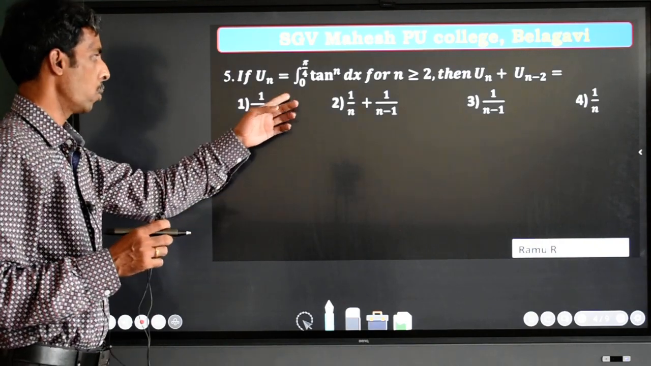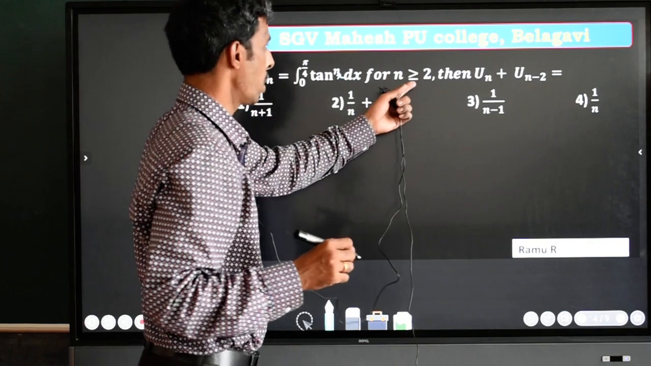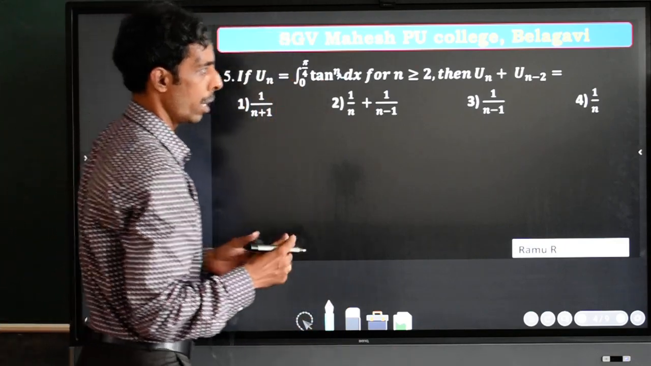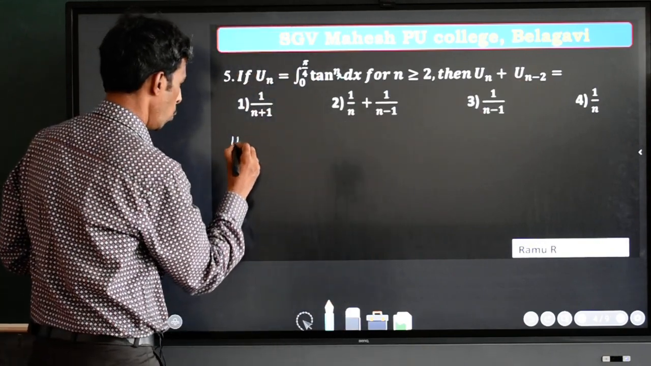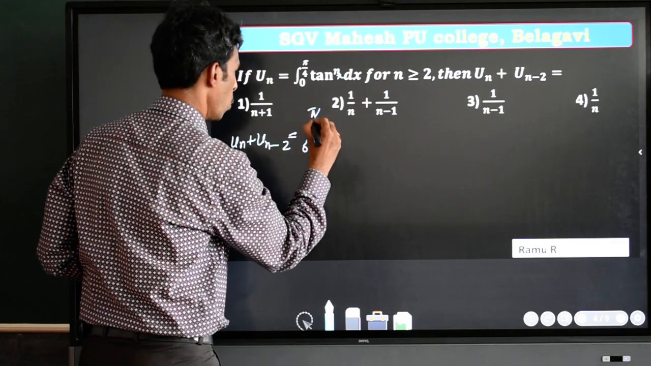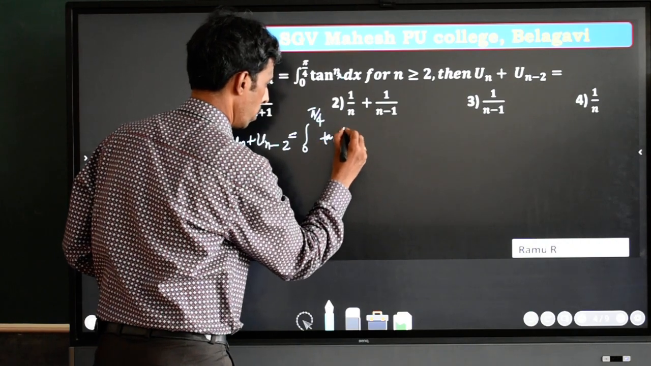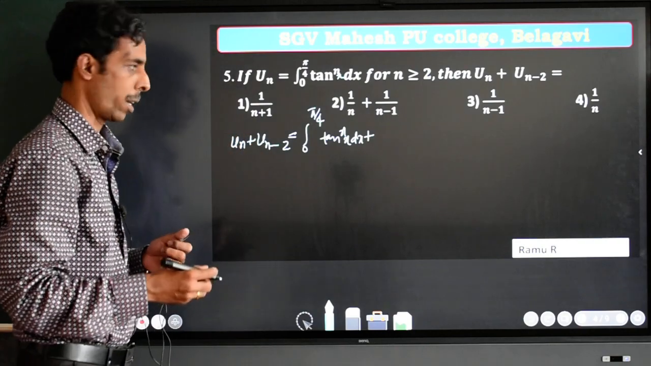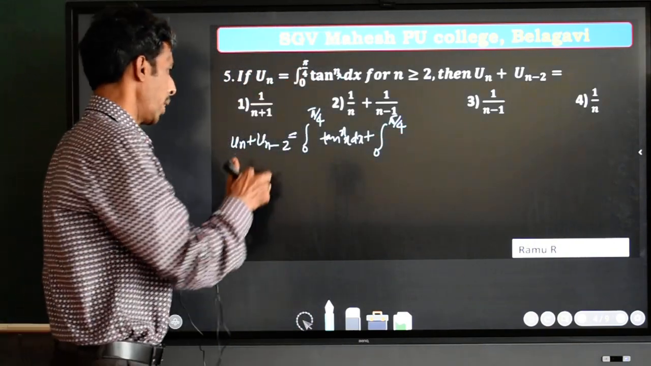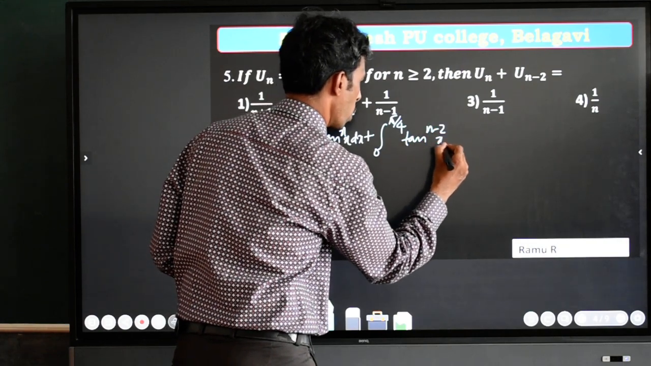See, here Un equals the integral from 0 to pi by 4 of tan to the power n x dx, for n greater than or equal to 2. Then Un plus Un minus 2 equals how much, they are asking. You don't think again, Un is this much, then what about Un minus 2? Here Un plus Un minus 2 equals the integral from 0 to pi divided by 4 of tan to the power nx dx, again plus, here plus is there, the integral from 0 to pi divided by 4 of tan to the power n minus 2 x dx.